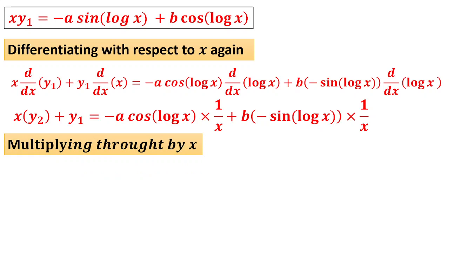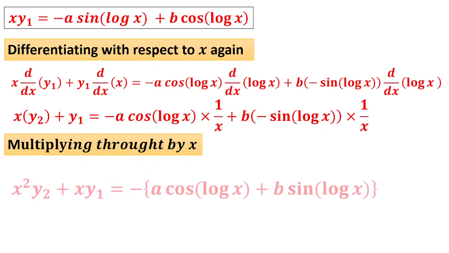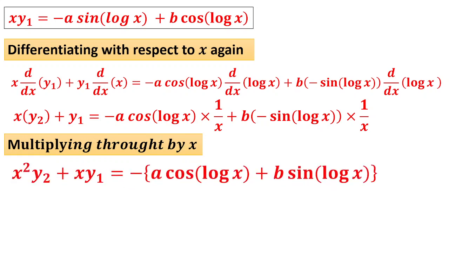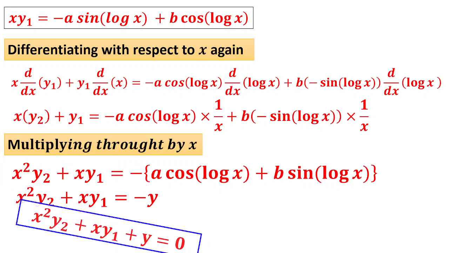Now once again x is coming, so again multiply it throughout. Now left hand side will become x squared y2 plus x y1. Right hand side, when you take the minus sign outside, it will become a cos log x plus b sin log x, which is nothing but y. Bring everything to one side, you will get the equation.